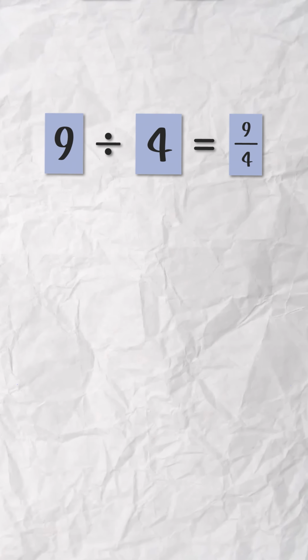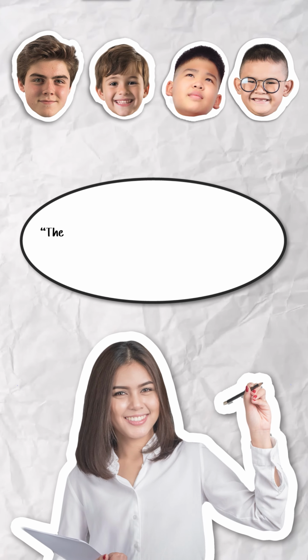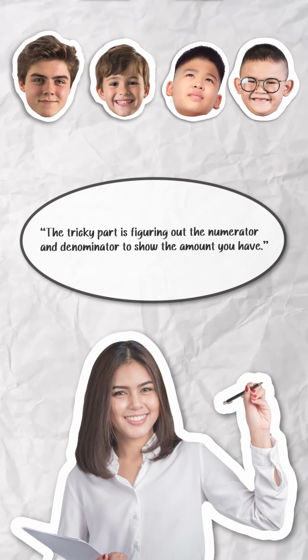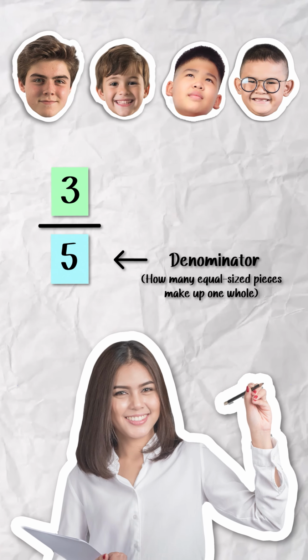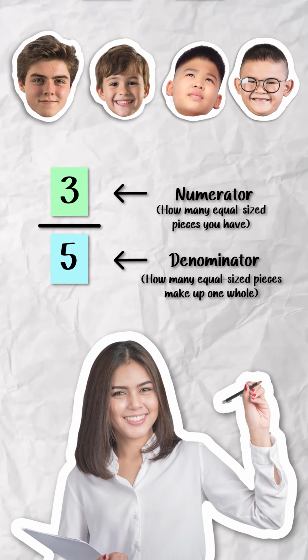Strategy number 2, connect to division. Fractions grow naturally from whole number division. You don't need to emphasize the division right away, but anchor their thinking in what they already know. Strategy number 3, make the math explicit. The tricky part is coordinating 2 quantities, the numerator and denominator, to show a single amount. Reinforce that the denominator is how many equal-sized pieces make up one whole, and the numerator is how many of those equal-sized pieces you have.